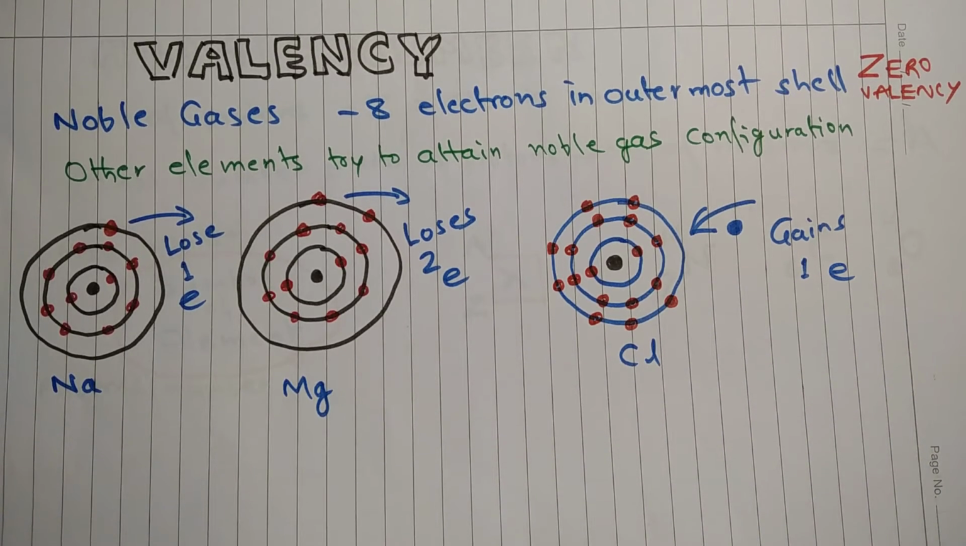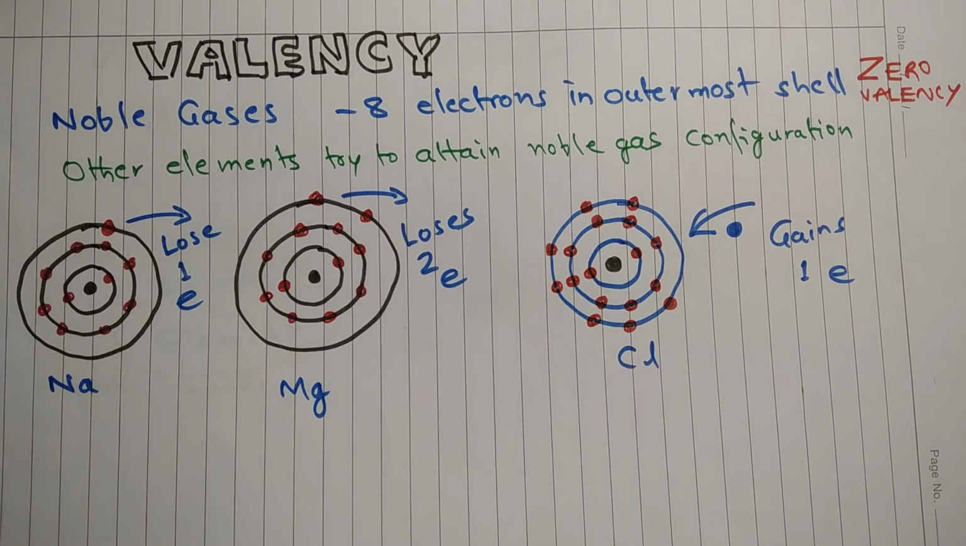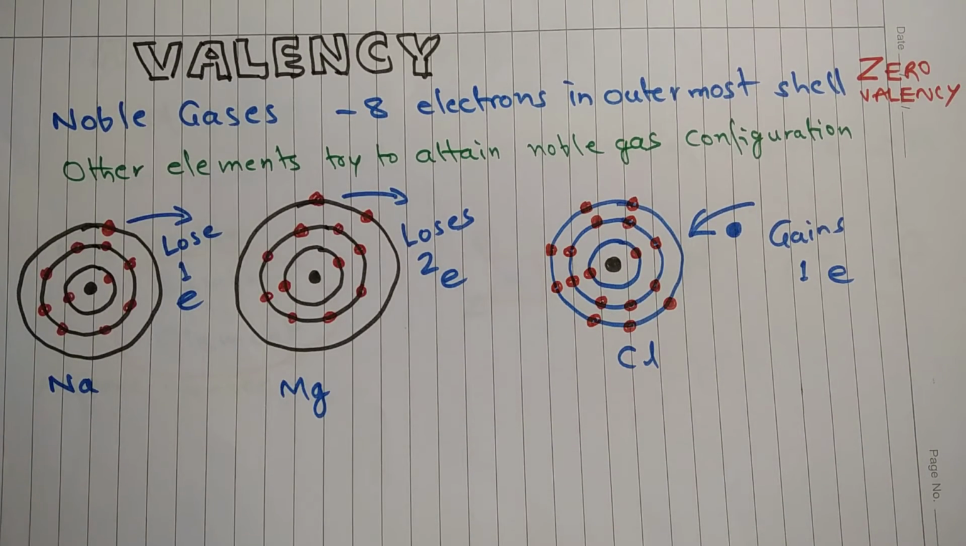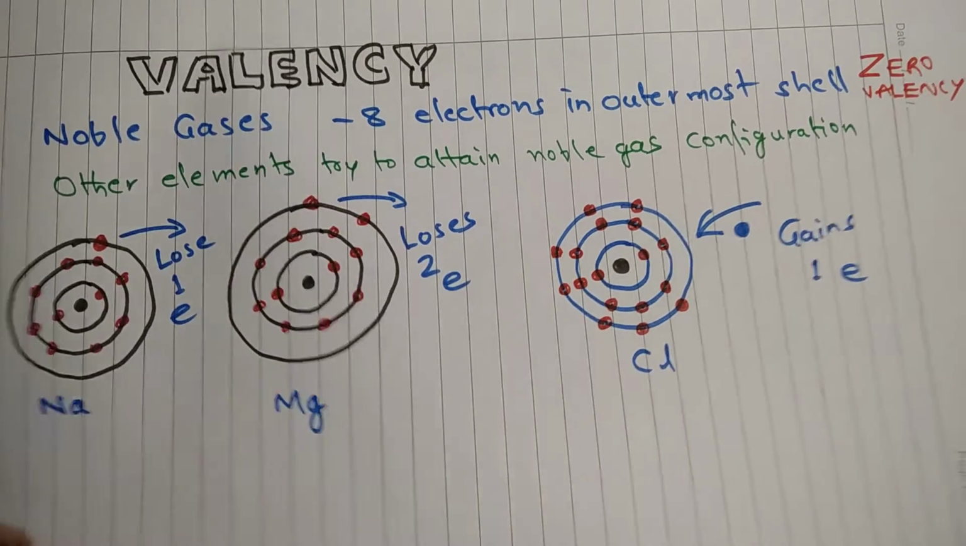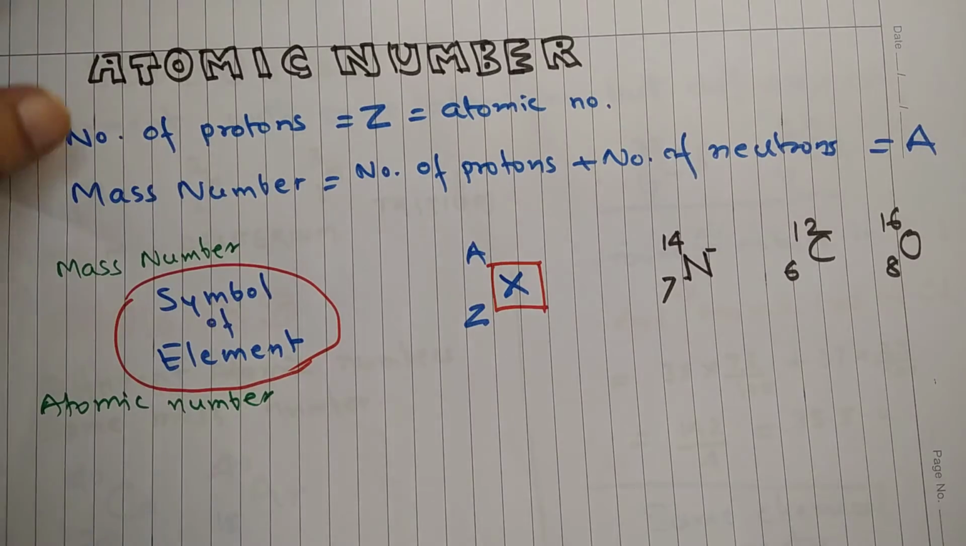So elements lose electrons, gain electrons, or share electrons in order to attain the configuration of a noble gas, and that is how they combine with other elements or similar elements to make molecules of the same element or molecules of compounds.